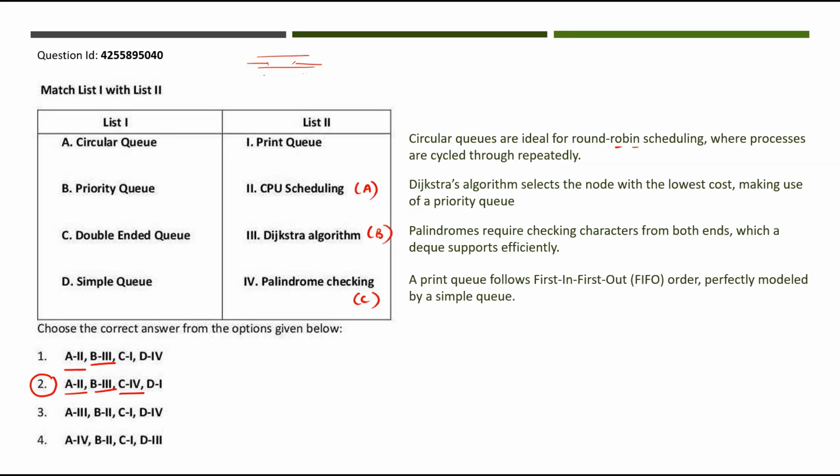Now let's see about simple queue. A print queue follows first in first out order, perfectly modeled by a simple queue. What is a queue system? First in first out. Whoever comes first will be getting out first. Even in print options, when you keep giving prints, whichever document is given print first, that will be printed first. So in that case, D will be mapping to 1. D1 is also available only in one option.